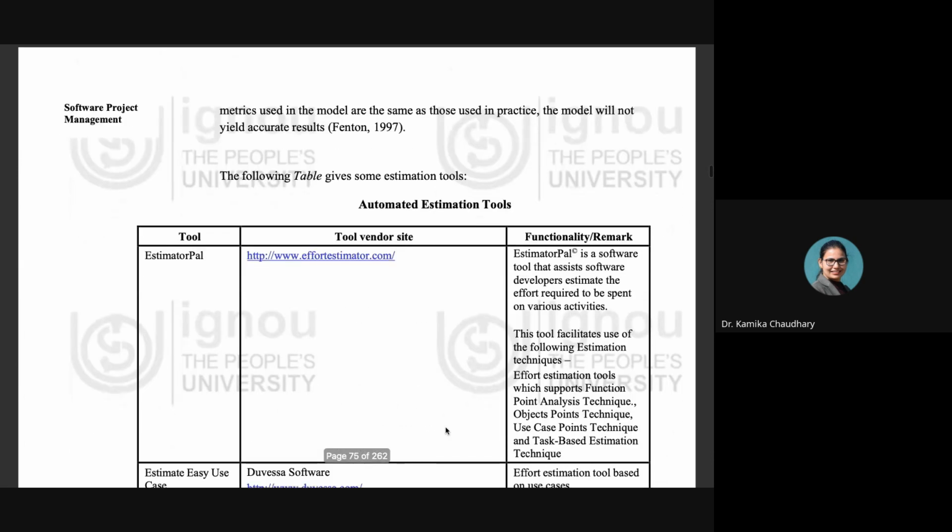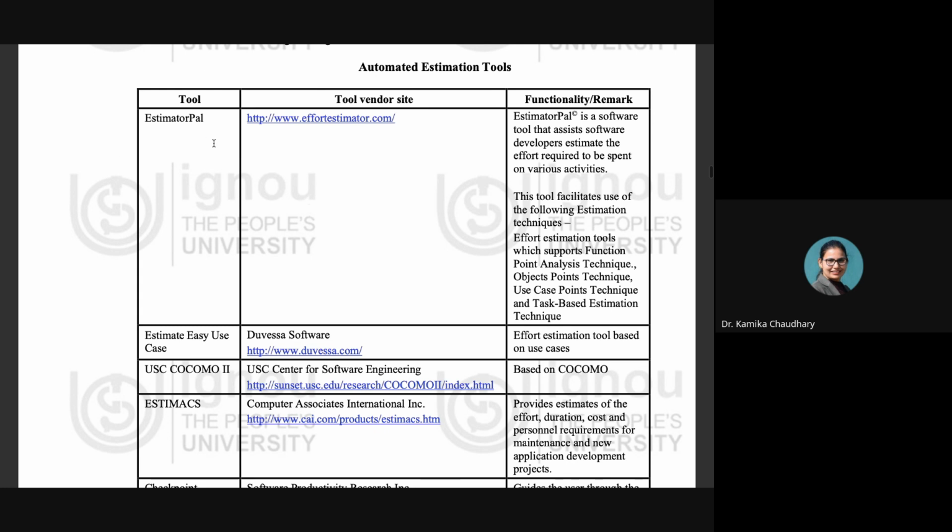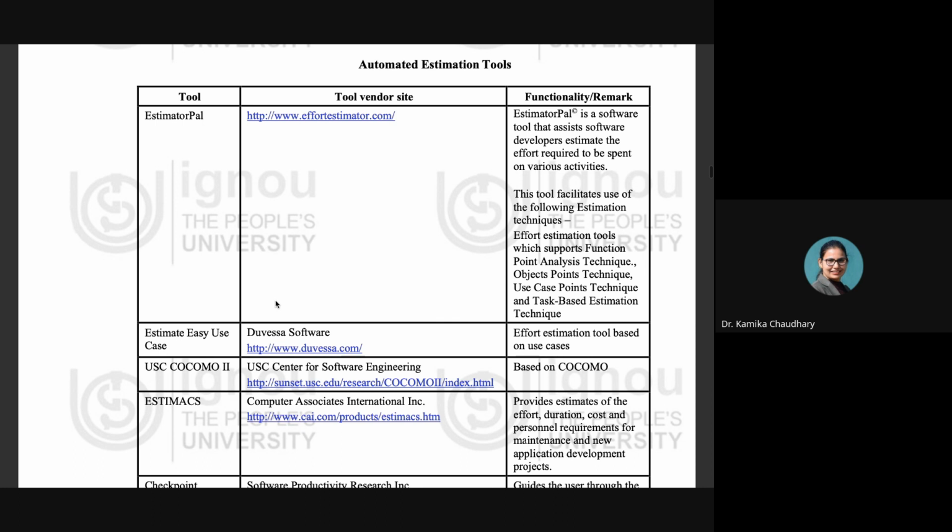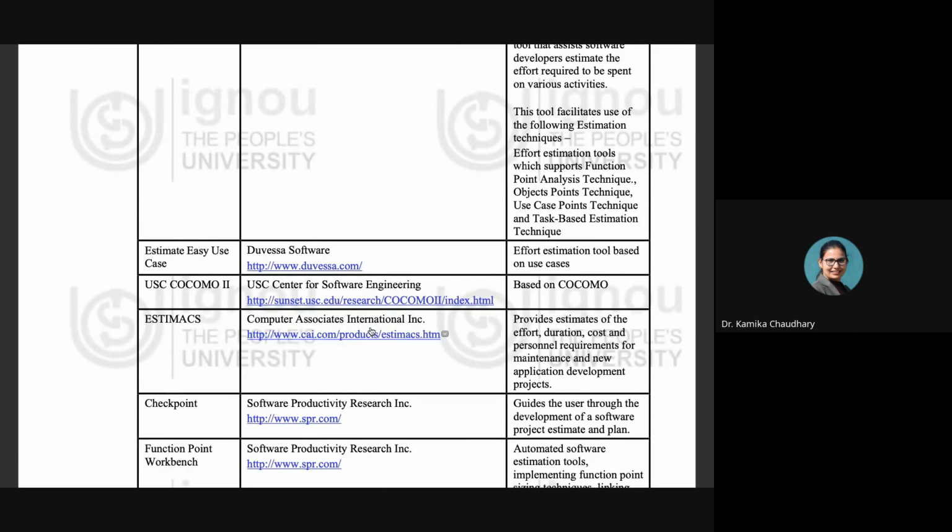So this is the list of the automated tools. The name of the tool is given to us, the estimator tool, who is the vendor, and what is the functionality of the tools. So this is the entire list. These are the tools which are available to us in order to make the software project estimations. We can make use of all these tools to make the estimation of our software project.